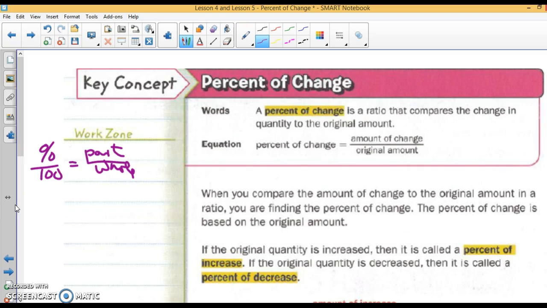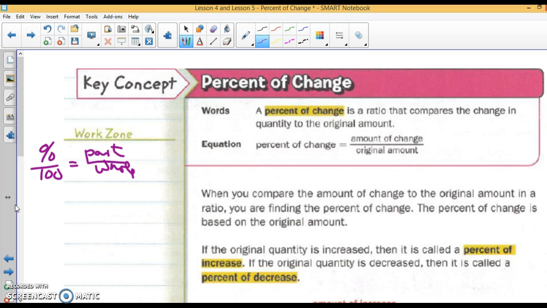A percent of change is something like this. If gas costs $2 a gallon this week, and next week it costs $2.75, what is the percent of increase? Because the gas is going up. A percent of decrease would be this. If gas costs $2 this week and next week it costs $1.50, what's the percent of decrease? So we are finding the percent that something changes.